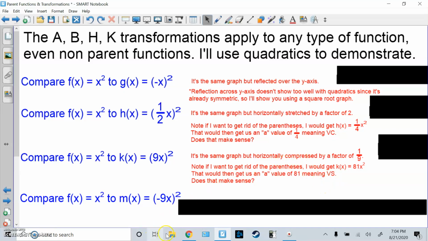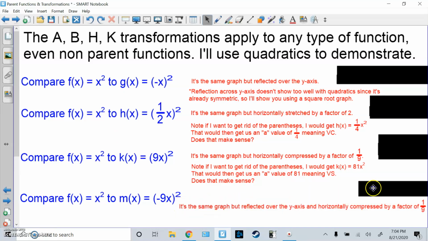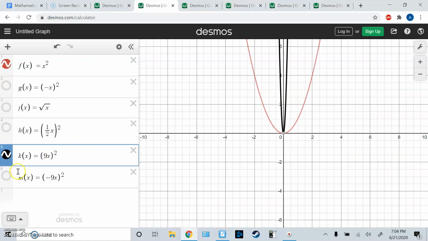sides. Alright, and then the combination, B is negative, so we'll flip it sideways. So it reflects across the y-axis. And 9, bigger than 1, but opposite, so it's going to be really smaller, so it's going to be compression, horizontal, by the flip fraction, 1/9. Alright, horizontal compression, 1/9, reflect over y. So we're going to see this.